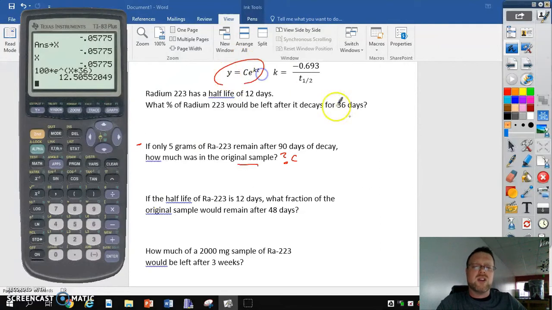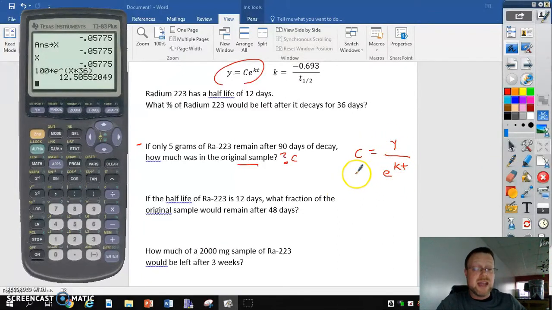Now, if you take this equation and solve it for c, c would be equal to y over, imagine this e to the kt thing is all one number. To get c by itself, you'd have to divide this to the other side. So c equals y over just the e to the kt.